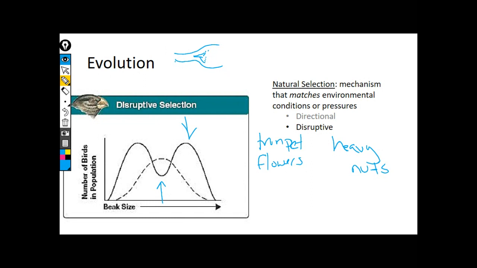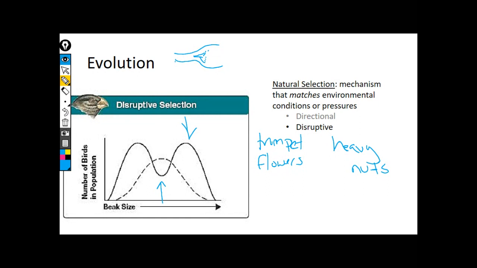Okay, so in order to get into trumpet flowers, you have to have a really small beak. If your beak is too big, you destroy the flower. And then you don't get any nectar, and the poor flower is dead. And then you're just not popular in the bird community.